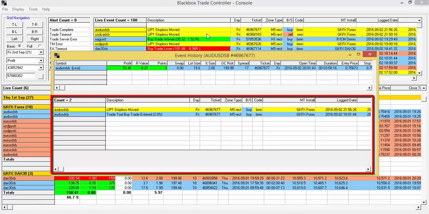The first is the trade entry, and the second relates to a trade management lock-in profit event, which is colour-coded yellow. The description field provides details of the event, which in this case was the lock-in profit stop loss being moved.